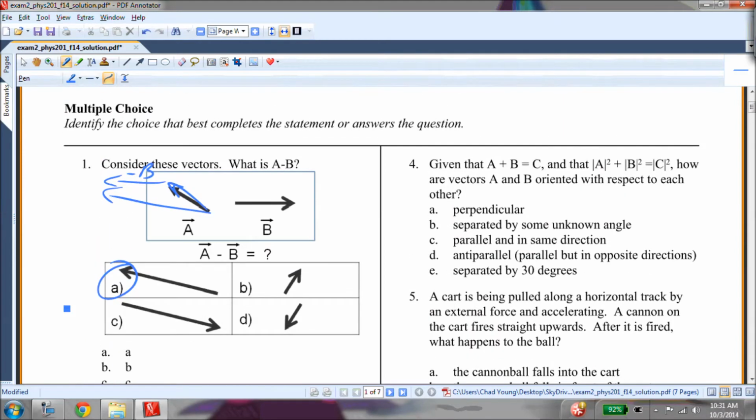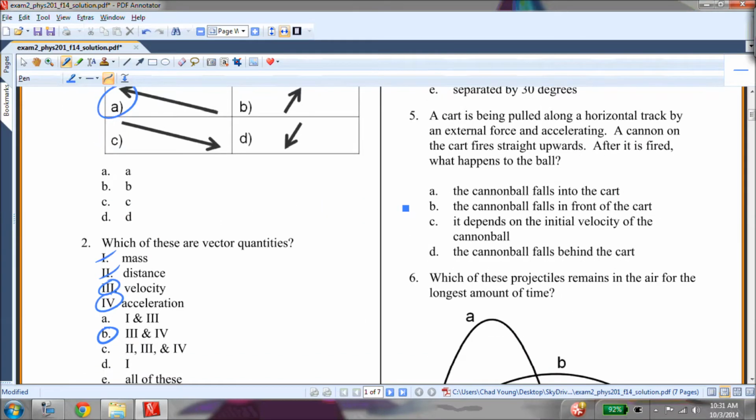Given that a plus b equals c and a squared plus b squared equals c squared, how are vectors a and b oriented? Okay, well, this is the Pythagorean theorem. That means that the two vectors must be oriented perpendicular to one another for the Pythagorean theorem to apply. So A is the right answer.